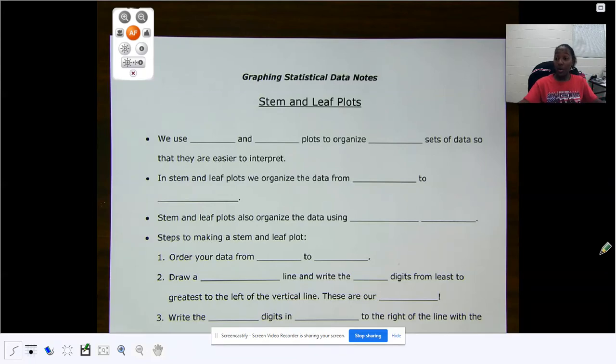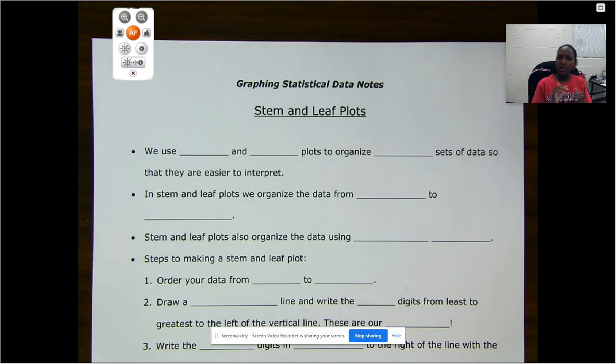Hi guys, welcome back. We're continuing on with graphing statistical data. We did dot plots. Now we're going to move on to stem and leaf plots. Now this may be new to you. If not, awesome. If it's the other way, no worries. I'm going to show you what to do.